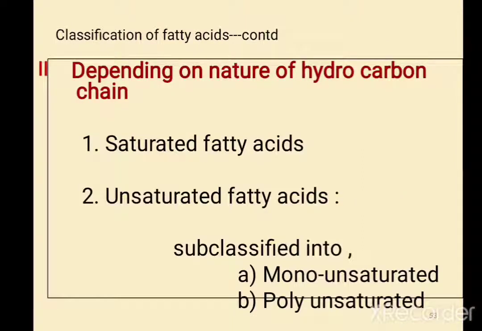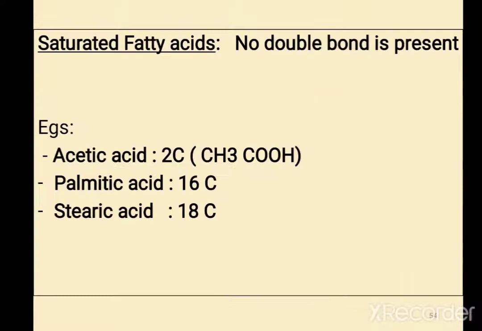And depending on the nature of the hydrocarbon chain, that is whether the hydrocarbon chain contains double bonds or only single bonds, we can classify fatty acids into two groups. One is saturated fatty acid, which means the hydrocarbon chain contains only single bonds. The second group is unsaturated fatty acid, which means the hydrocarbon chain contains double bonds. These unsaturated fatty acids are again subclassified into monounsaturated and polyunsaturated fatty acids. Saturated fatty acids have no double bond in the hydrocarbon chain, and the examples are palmitic acid, stearic acid, and acetic acid.